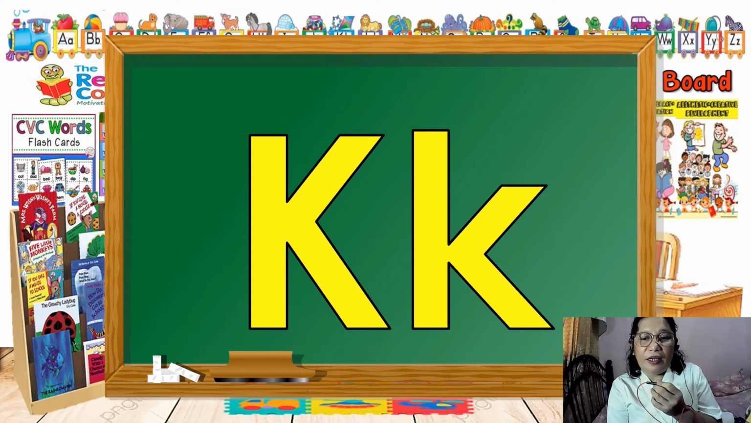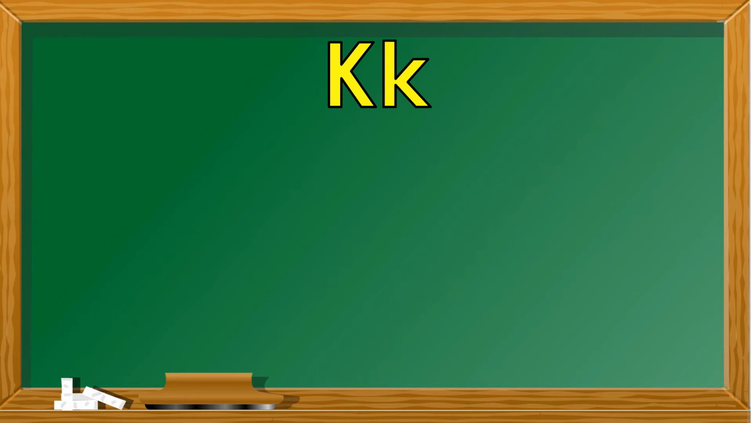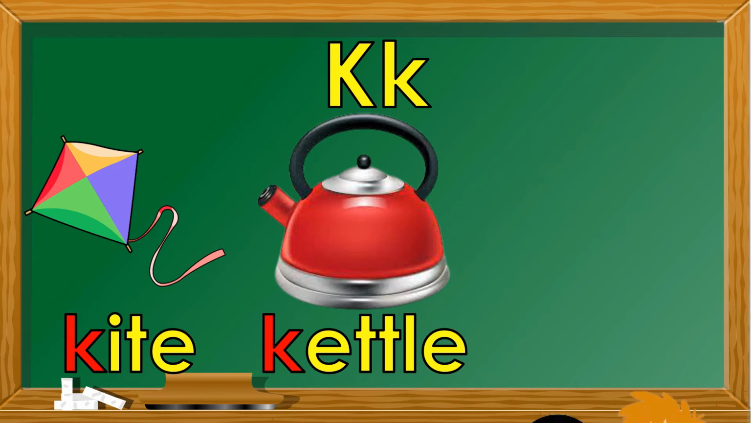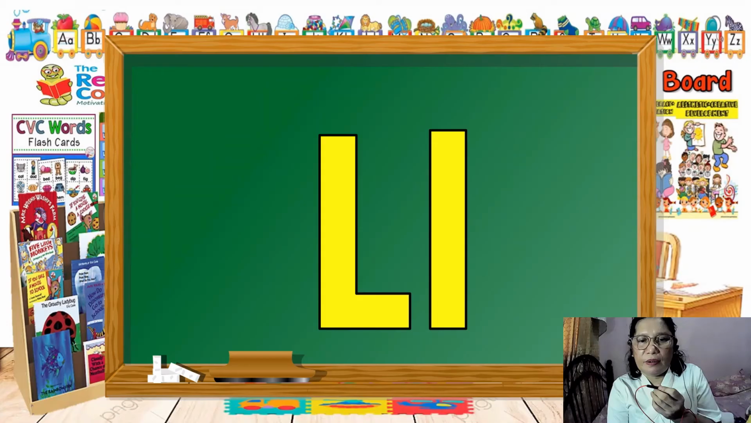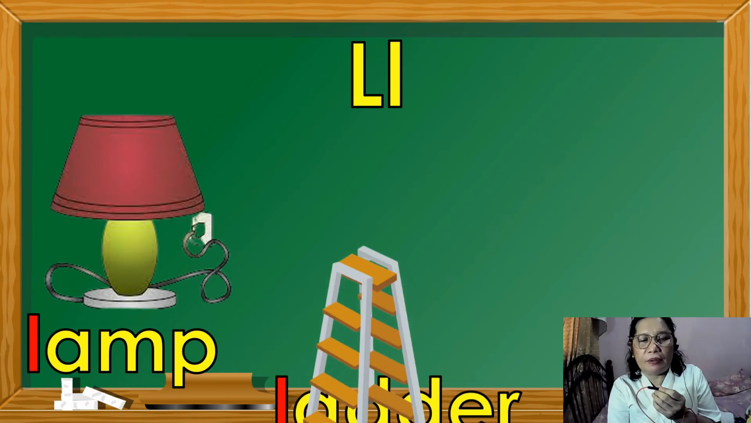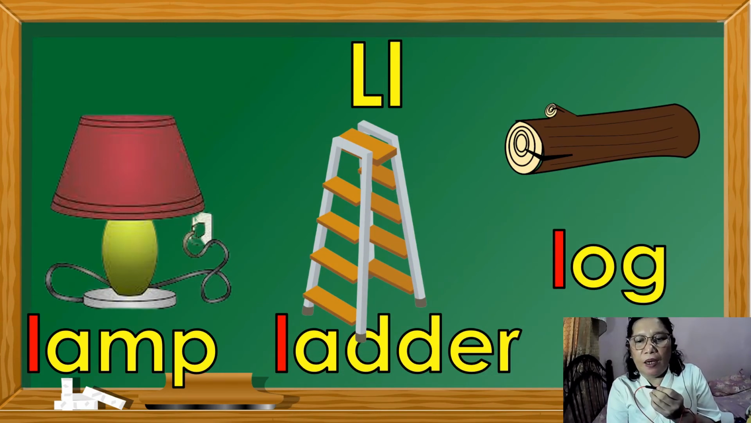Next letter is letter K, with the sound of K. Here are some examples of letter K with the sound of K. Kite, kettle, kind. Next letter is letter L. The sound of letter L is L. Here are some objects having the initial sound of letter L. Lamp, ladder, lug.